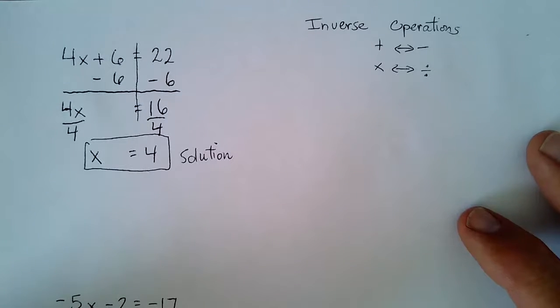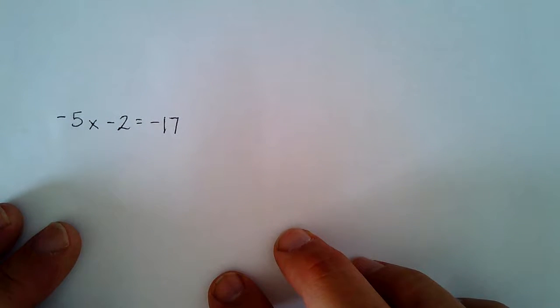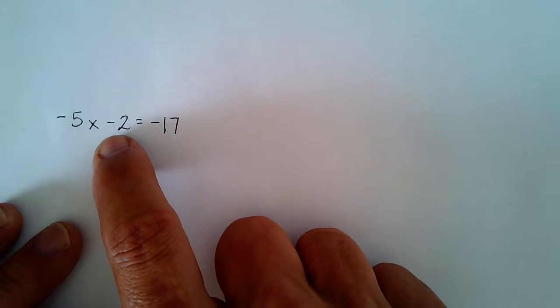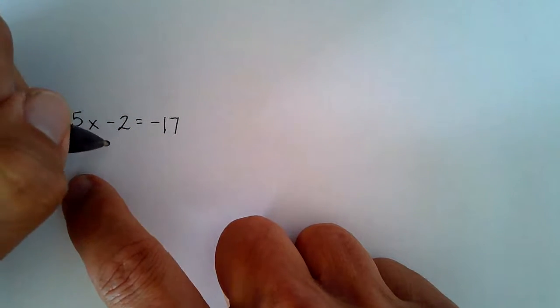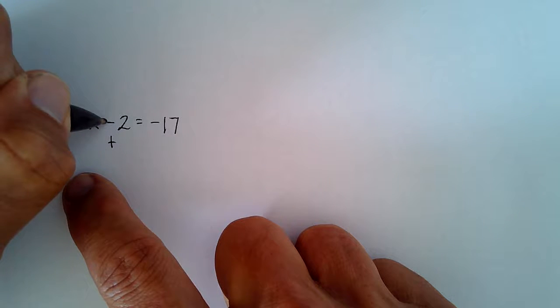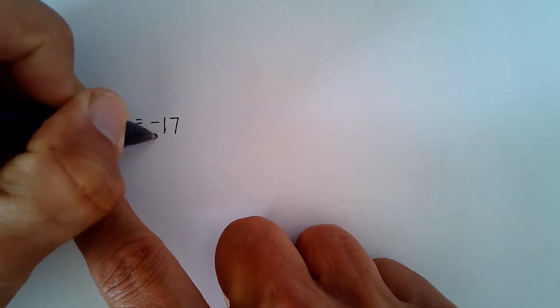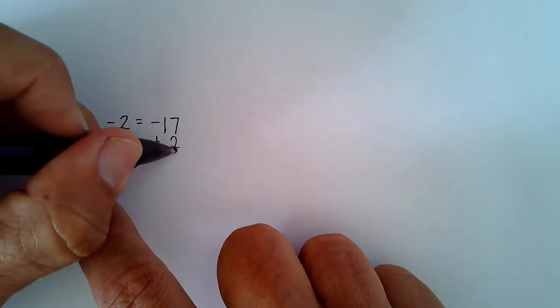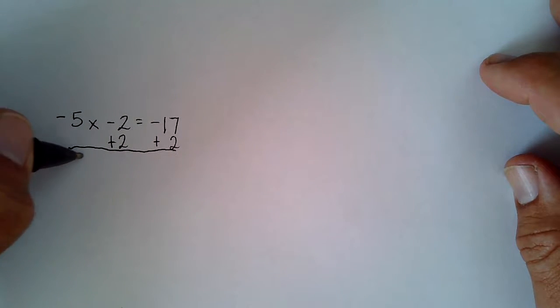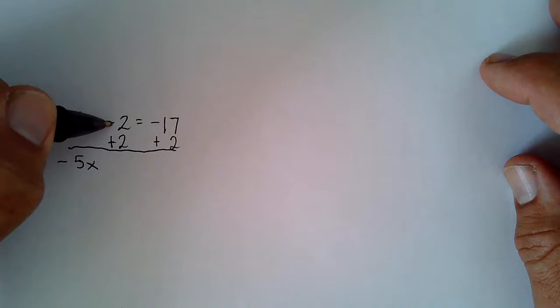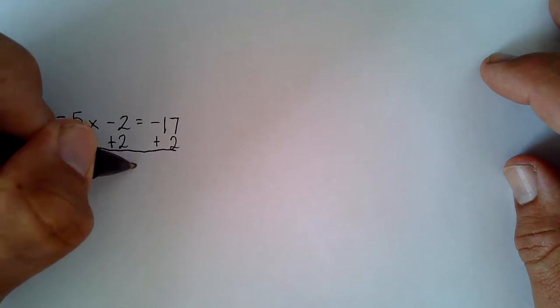Okay, we're going to try this one. Now, I'm going to get rid of this subtracting 2 by adding 2. Again, the inverse of subtracting is adding. So I'm going to add 2. And I have negative 5x. These cancel each other out.